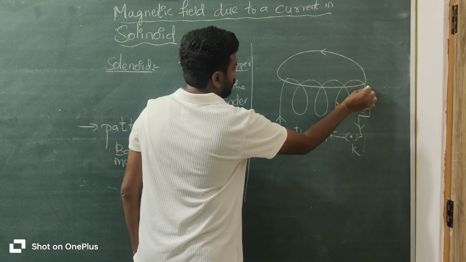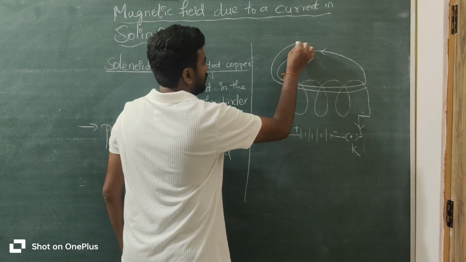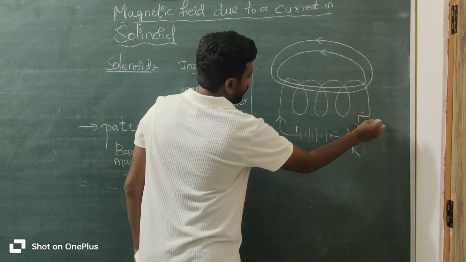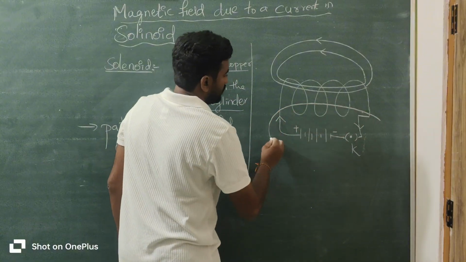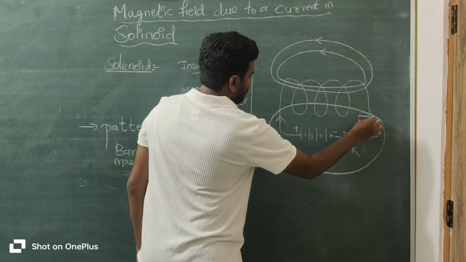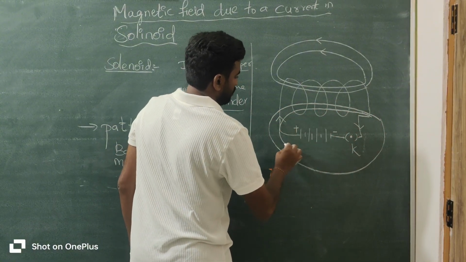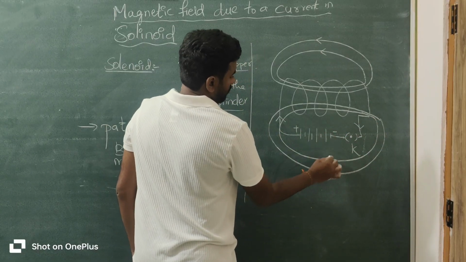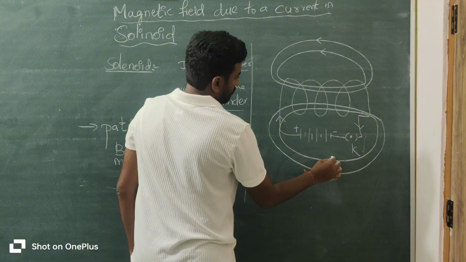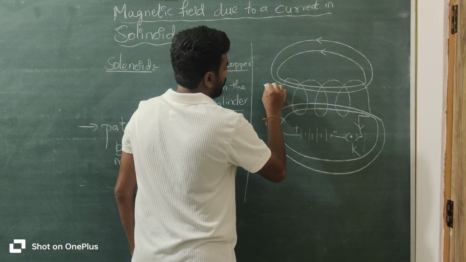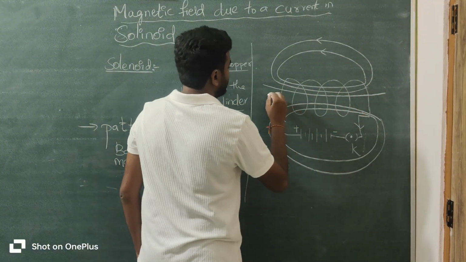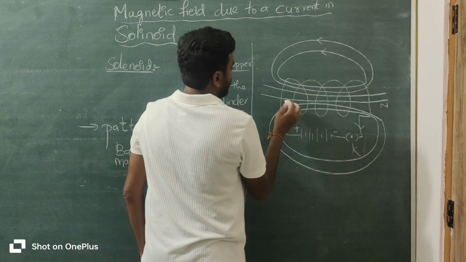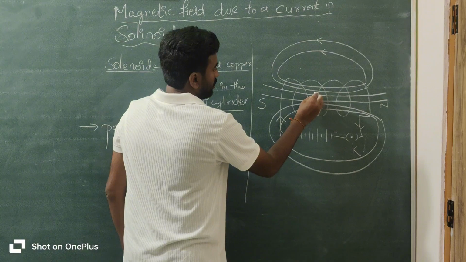Direction here, and one more concentric circle. Here at the extreme ends we have concentric circles. Here, straight lines. This is the north pole and this is the south pole. The direction here.